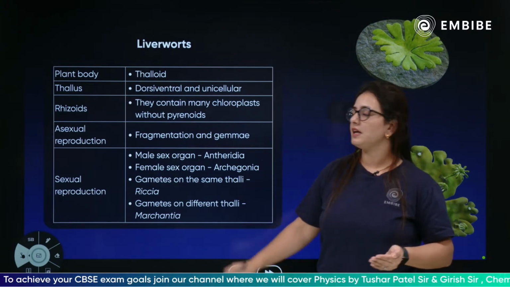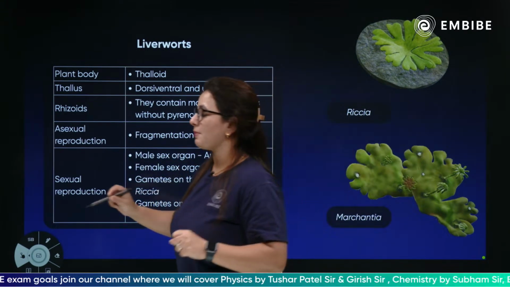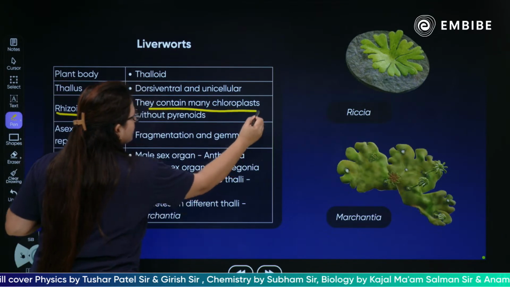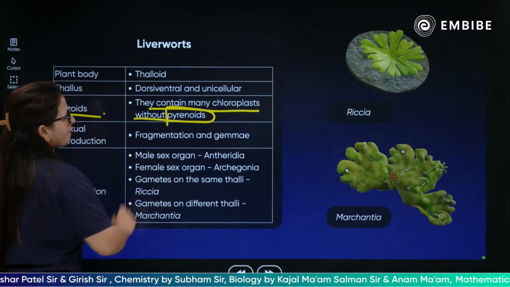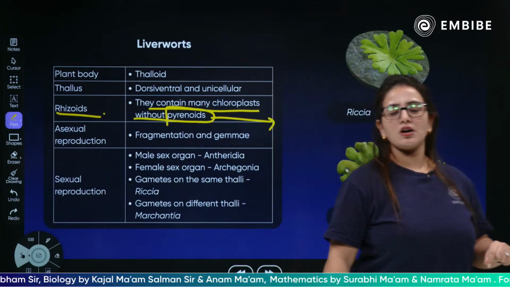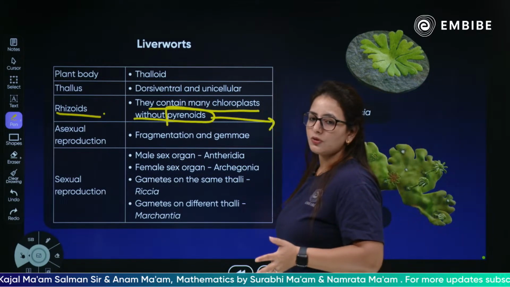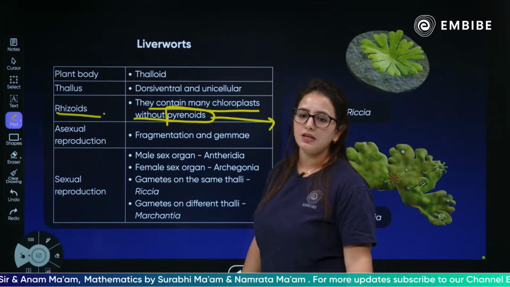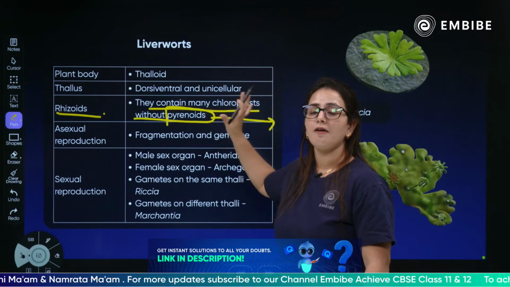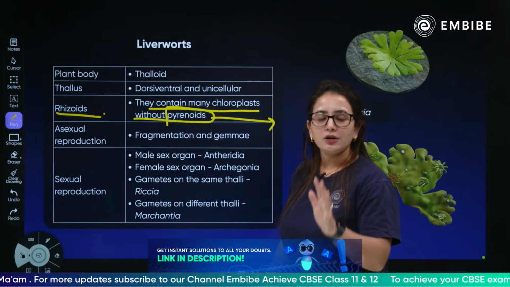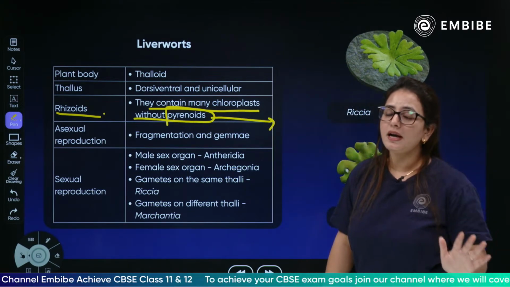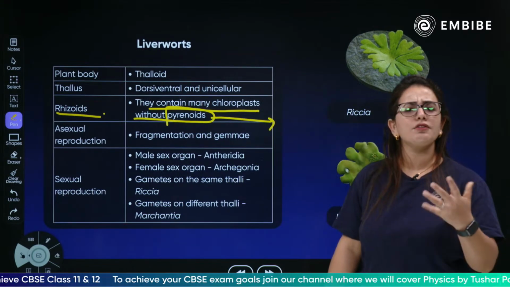Next are the rhizoids. Children, please remember what rhizoids are. Rhizoids contain chloroplasts without pyrenoids. Do you remember what pyrenoids are? Pyrenoids are storage bodies present in algae, storing starch. Again, the rhizoids present in the liverworts belonging to Hepaticopsida contain chloroplasts without pyrenoids, which means they can do photosynthesis, yet they do not have pyrenoids to store starch. Rhizoids have chloroplasts doing photosynthesis, and after photosynthesis, what do they make?